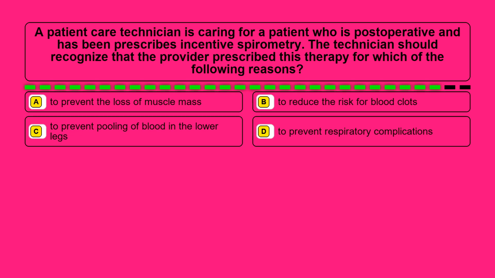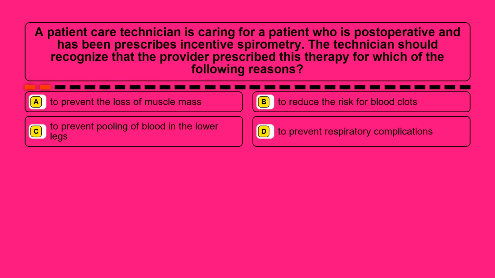Question 23. A patient care technician is caring for a patient who is postoperative and has been prescribed incentive spirometry. The technician should recognize that the provider prescribed this therapy for which of the following reasons? Option A. To prevent the loss of muscle mass. Option B. To reduce the risk for blood clots. Option C. To prevent pooling of blood in the lower legs. Option D. To prevent respiratory complications.